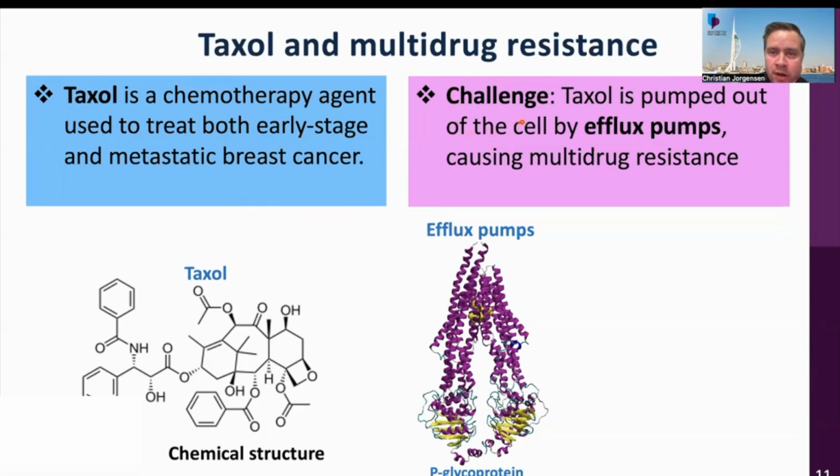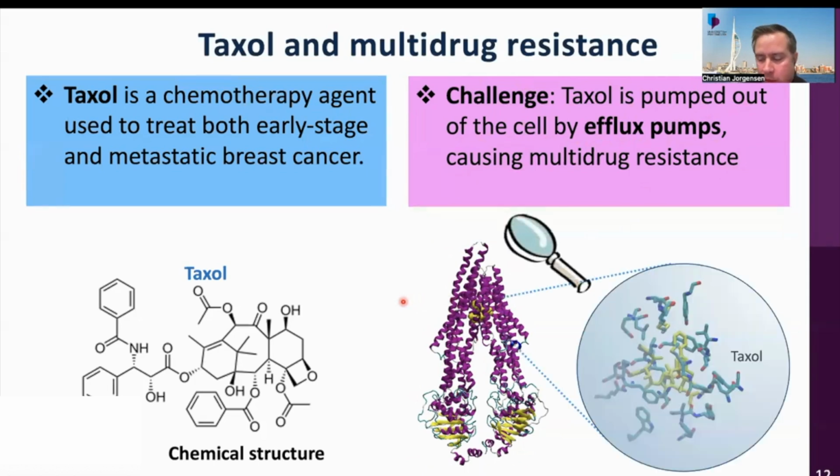Now, unfortunately for us, there's a challenge. The challenge is that Taxol is pumped out of the cell by efflux pumps, and this causes multi-drug resistance. So here's the efflux pump, and here's actually a structure captured with Taxol bound. And we can zoom in and look at this. And so if we really zoom in with molecular modeling, we can see Taxol in yellow and its surrounding binding site. And these are the amino acid residues of the efflux pump. This efflux pump has a name. It's called P-glycoprotein. And we will look at that in a second.